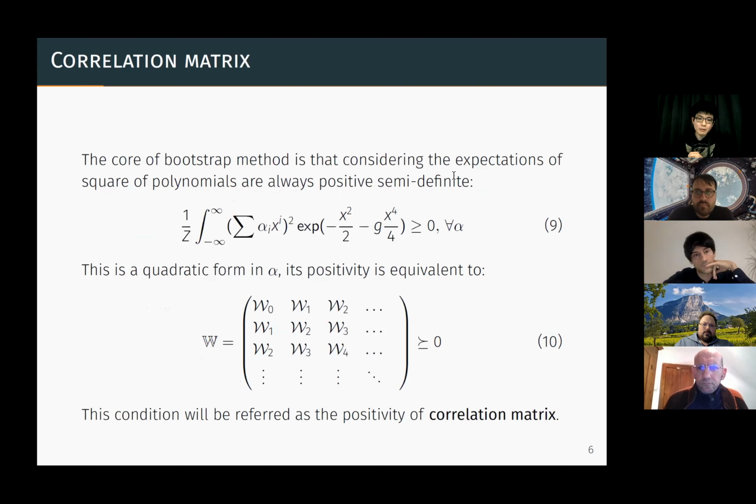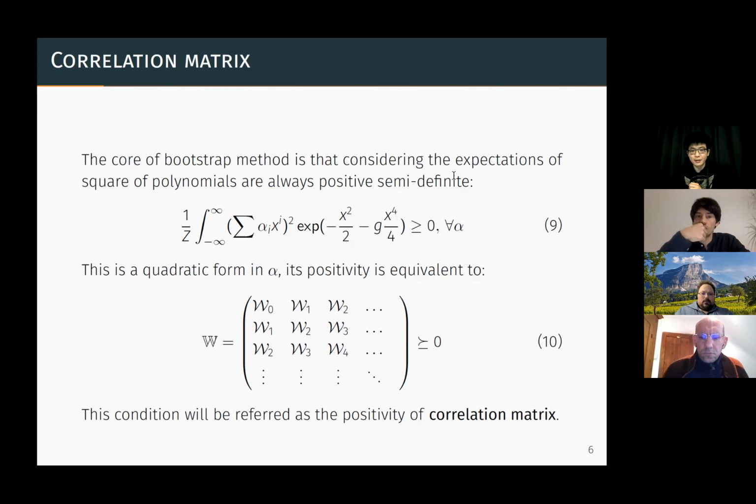The key of the bootstrap method is that we can also consider the expectation of the square of polynomials. Of course, they are always larger than or equal to 0, because you are integrating a positive functions against a positive measure. So it is of course positive, and we can expand this integration in terms of its vector of coefficients. So this is in terms of alpha. Alpha is the vector of the coefficients. This integral is a quadratic form actually.